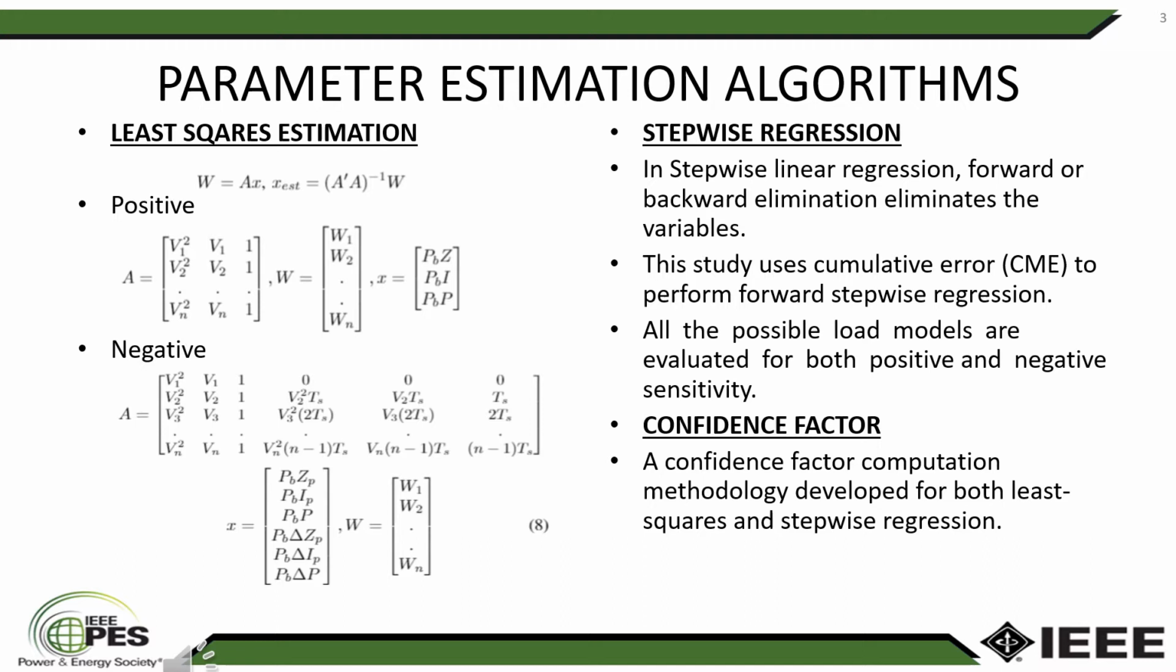In case of stepwise regression, we can either consider forward or backward elimination to estimate the parameters while doing variable elimination. In this study, we are using cumulative error to perform forward stepwise regression, and we consider parameter estimation for both positive and negative sensitivity scenarios using stepwise regression as well. For both these methods, we have also proposed a confidence factor computation methodology in this work.